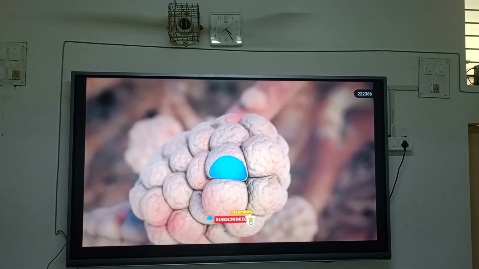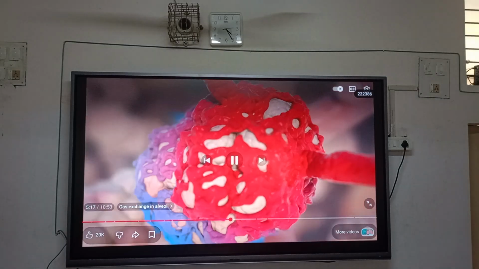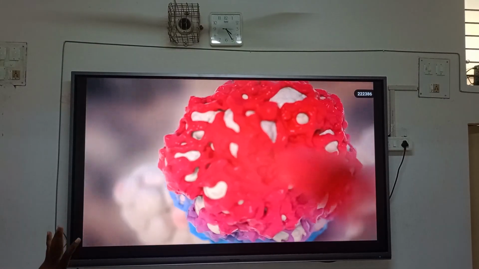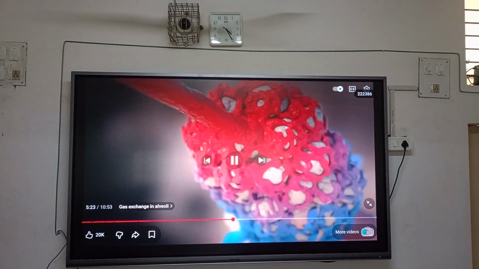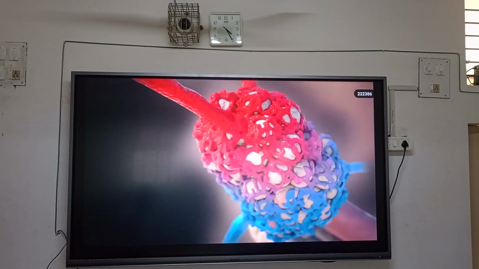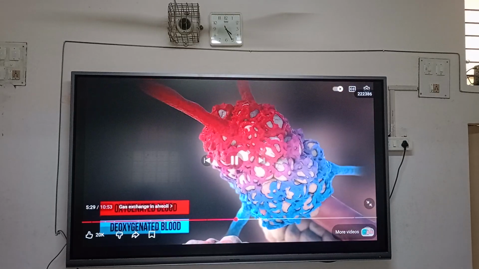All alveoli are covered with a network of thin blood vessels. Deoxygenated blood must be enriched with oxygen and at the same time release unneeded carbon dioxide into the alveoli. This is done with the help of red blood cells, called erythrocytes.